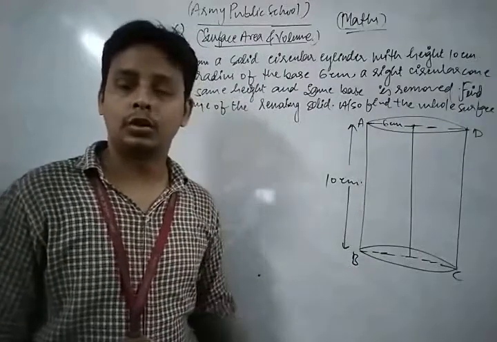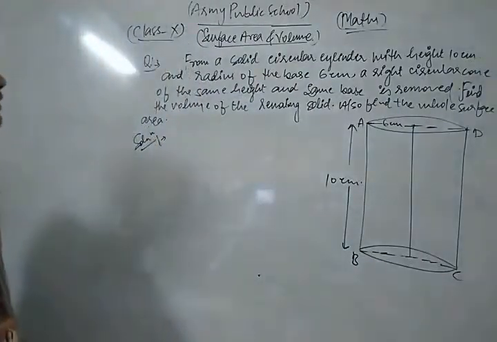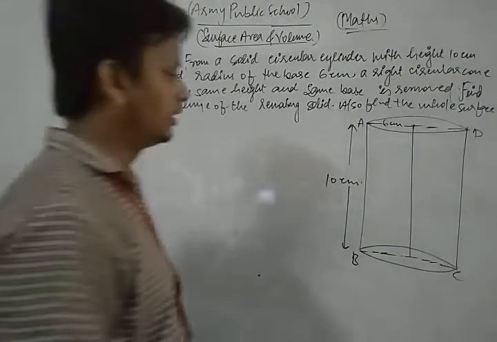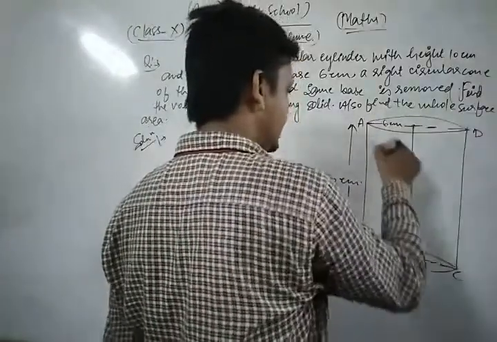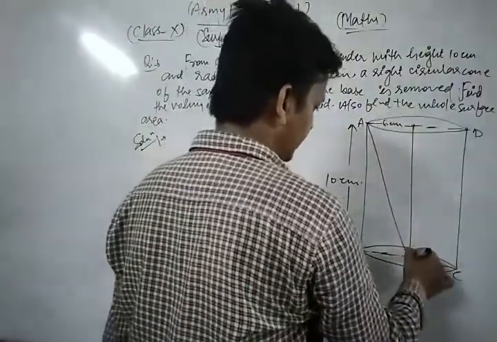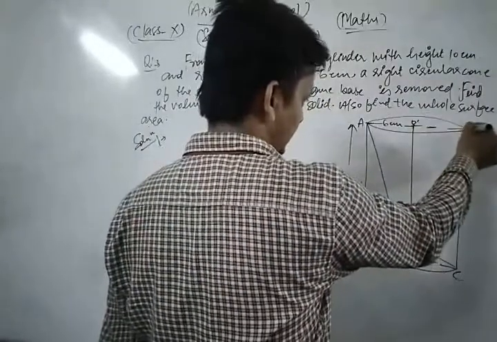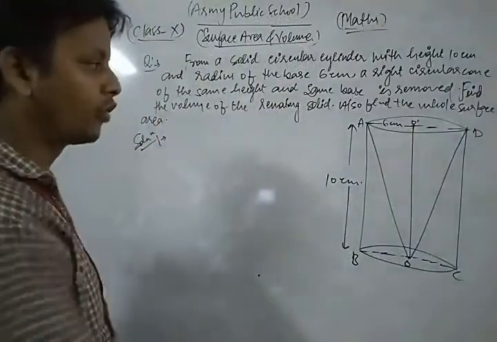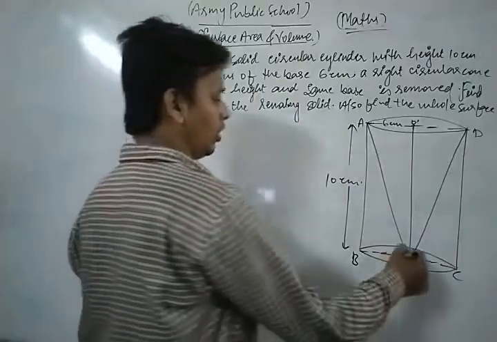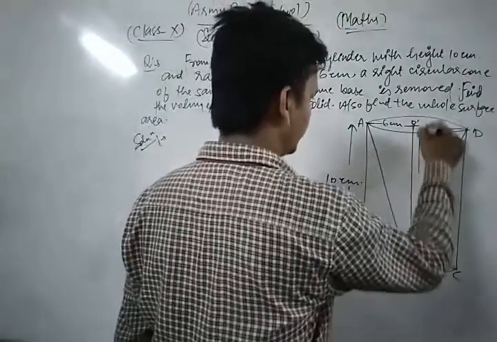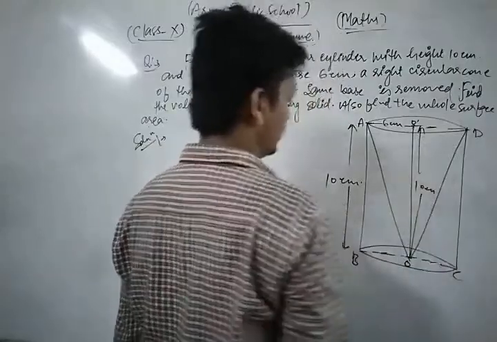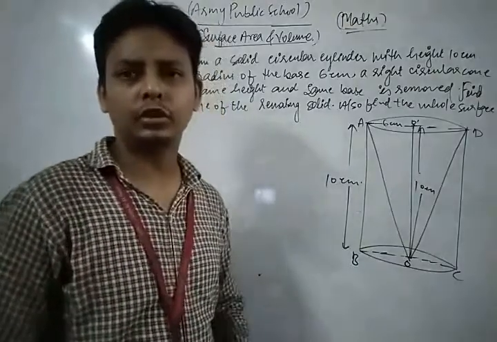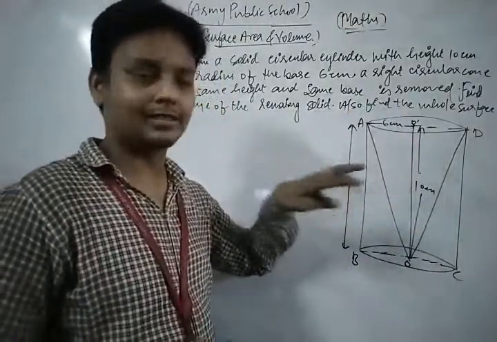Now, what is the question? A right circular cone of the same height and the same base. So we take AB as the base of the cone, and with the same height, we take point O dash. Look, this is the cone which we remove from this solid cylinder. The height of the cone is 10 centimeter. Now we find the remaining volume of the solid, which is volume of the solid cylinder minus volume of the cone.